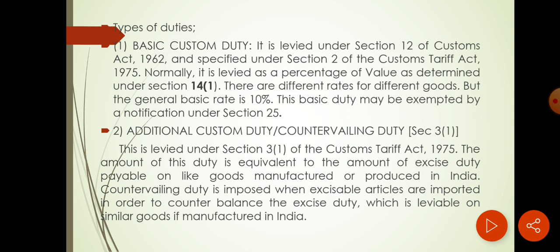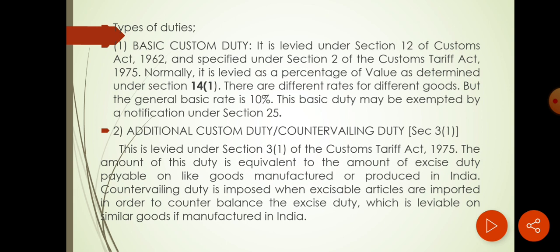Actually how it is determined: it is determined on the following bases. First is the specific duty, and second is the ad valorem duty. Here the specific duty means the duty determined on the basis of the measurement of the goods. When you can measure the quantity of the goods, that measurement we call a specific duty. On that basis you are going to levy the basic customs duty.